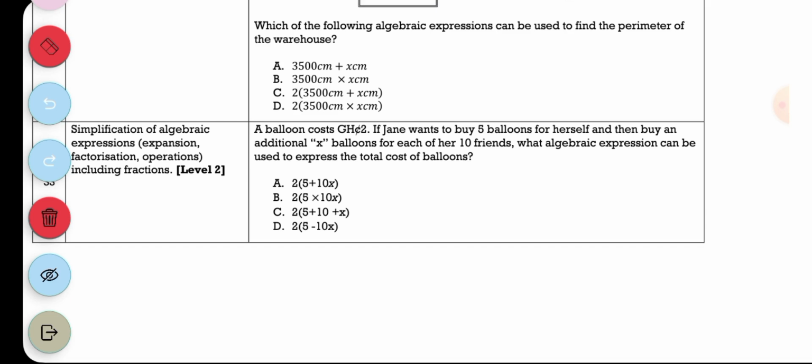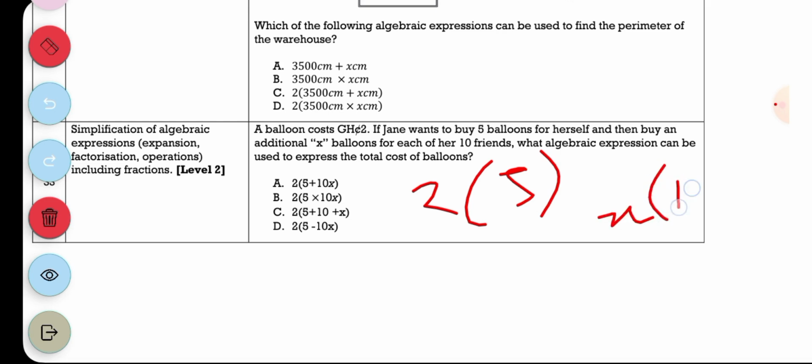So the balloon costs 2 cedis. If she just bought 5 balloons for herself, it would have been 2 multiplied by 5. She also bought x number of balloons for her 10 friends. If we knew the number of balloons she bought for her 10 friends, we would multiply the x by the 10.